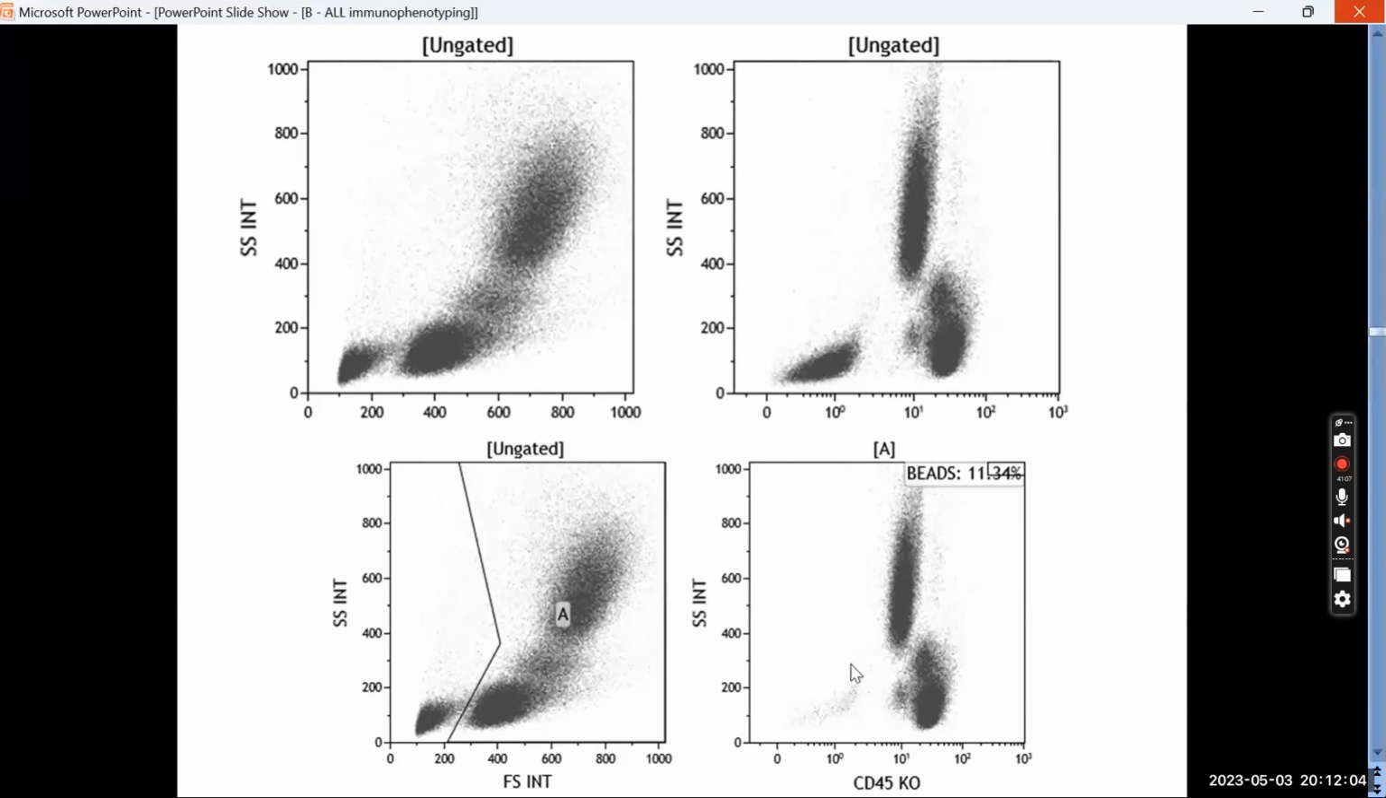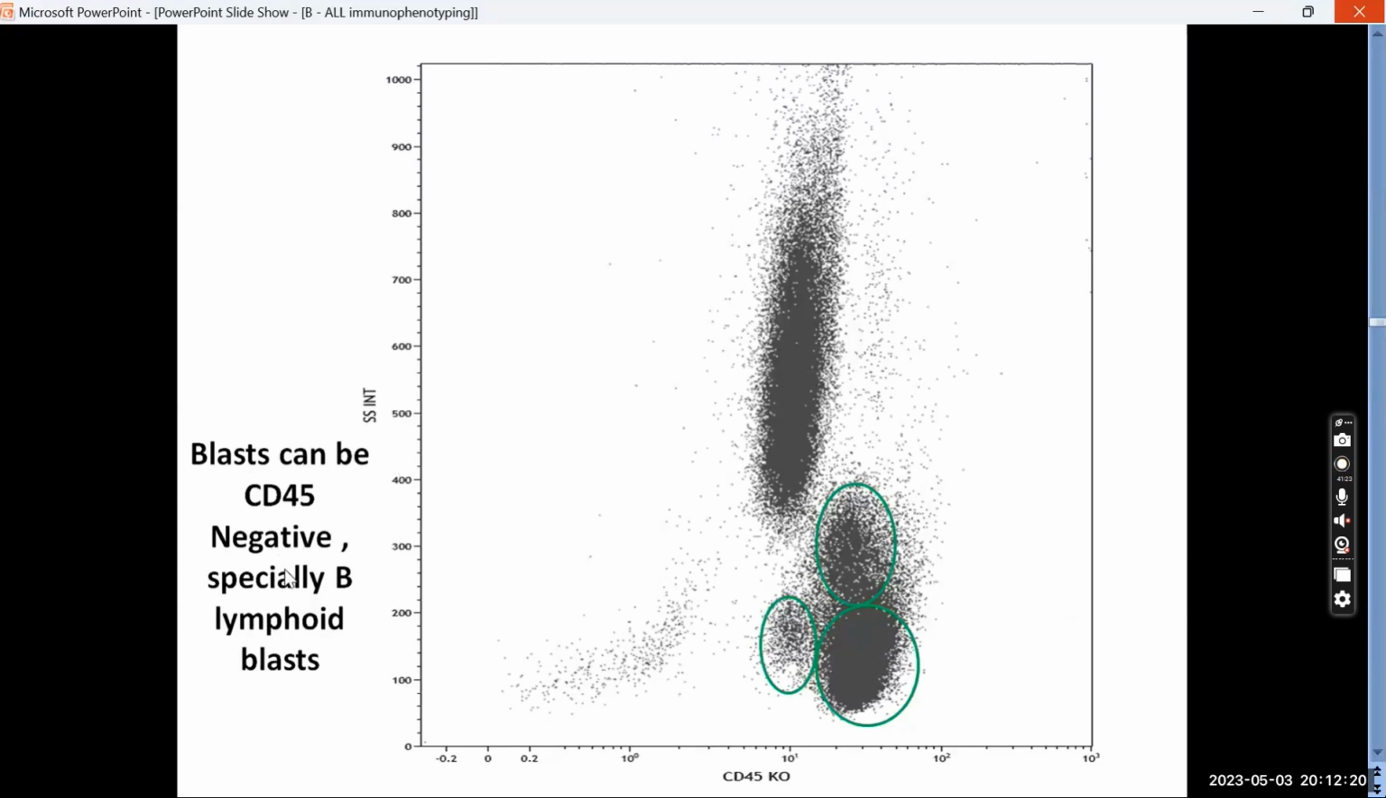Now you see the CD45 area is much clearer, but still there are some events here, though much clearer than this one. So always go by a sequential gating style. Don't directly gate the CD45 negative population and say, come on, blast. No. Blast can be CD45 negative, especially in B-ALL. Similarly, in AML, erythroid leukemias, which are very, very rare, M6, can be CD45 negative. So don't always restrict yourself to the so-called blast region, which is typically defined as the CD45 moderate to dim area. Always extend your gate to the negative area, because a subset of B lymphoblasts can be CD45 negative, and if you exclude them thinking they are erythroid, you will go wrong. This is how you draw the gate.